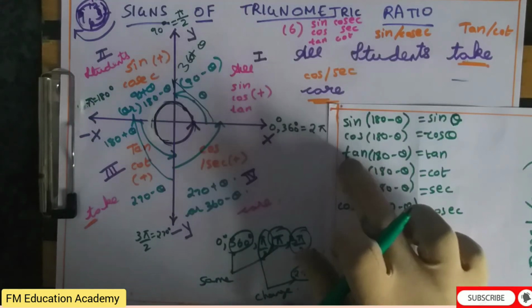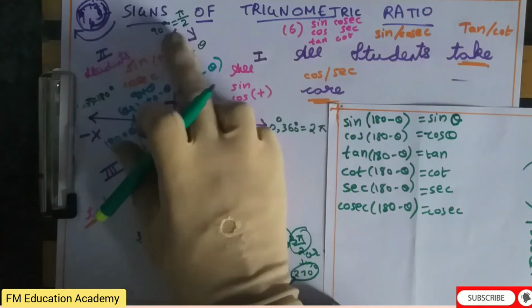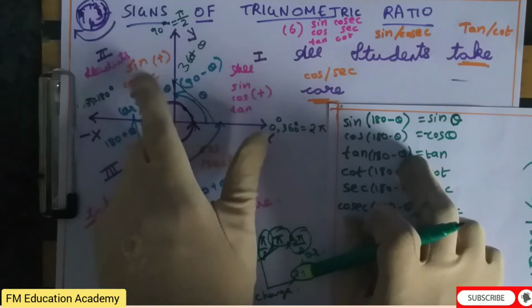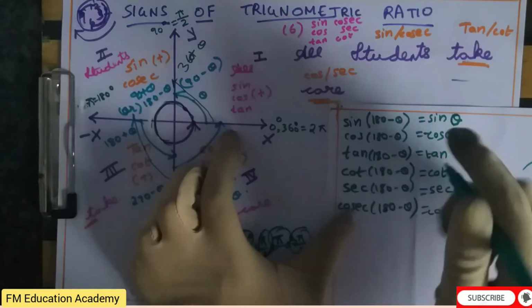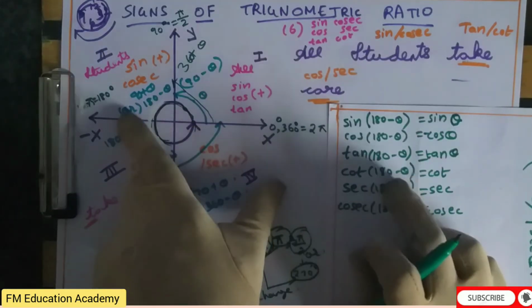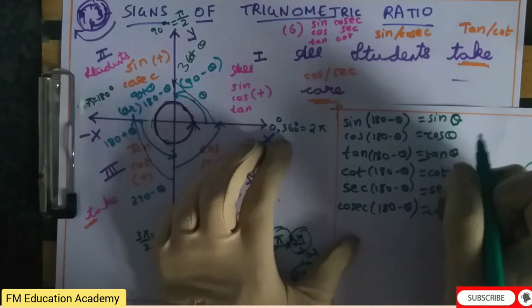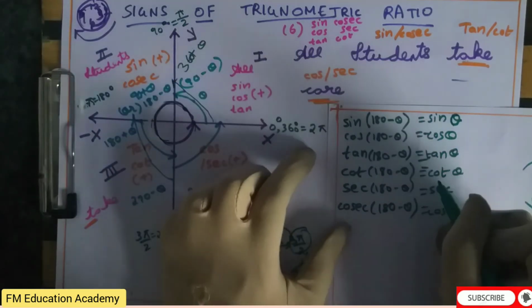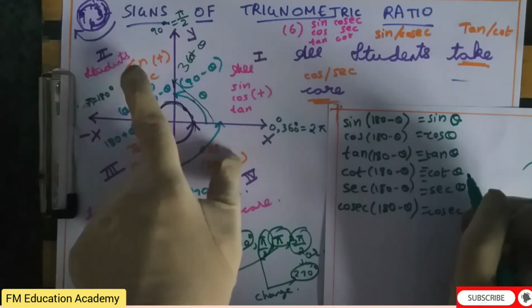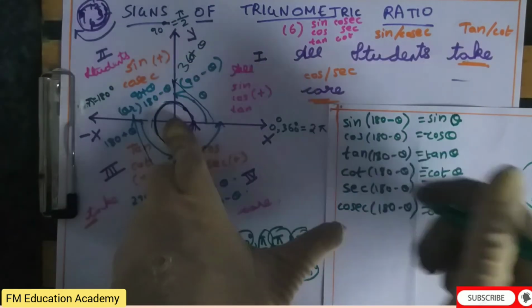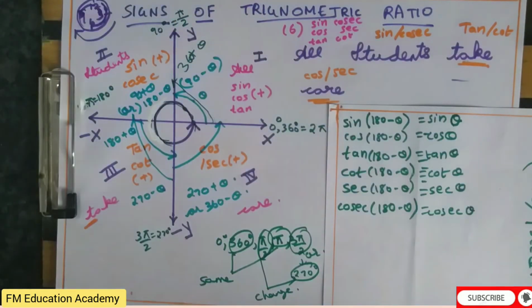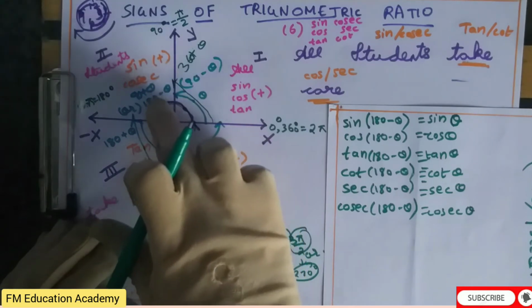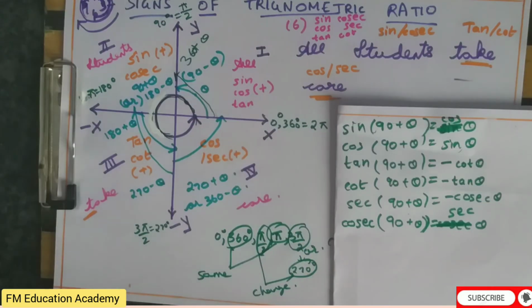Now coming to tan. What is tan 180 minus theta? It is coming in the second quadrant, and tan is negative in the second quadrant, right? So minus tan theta. What about cot 180 minus theta? Again cot is negative in the second quadrant, so minus cot theta. What about secant 180 minus theta? Secant is negative in the second quadrant, so minus secant theta. But cosecant is positive in the second quadrant, so cosecant of 180 minus theta is plus cosecant theta only. So this was about 180 minus theta. Till now we have seen 90 minus theta, 360 plus theta, and 180 minus theta. Now the first quadrant is over, the second quadrant is over.